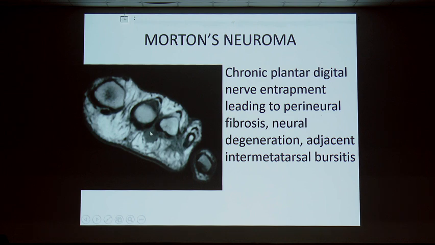You can see this is involved a little bit. This is a classical case. This is early formation of Morton's neuroma. This is a misnomer. It is not a neuroma. It is nothing but perineural fibrosis because of plantar digital nerve entrapment, and adjacent bursitis can occur.